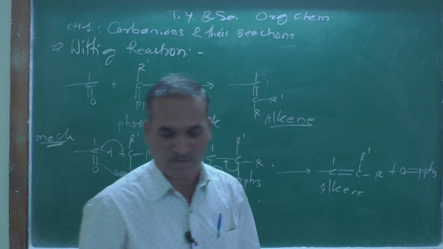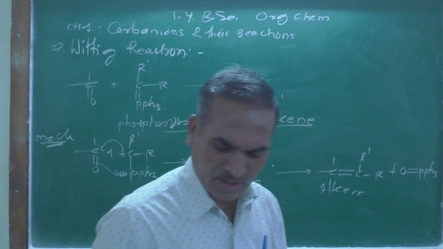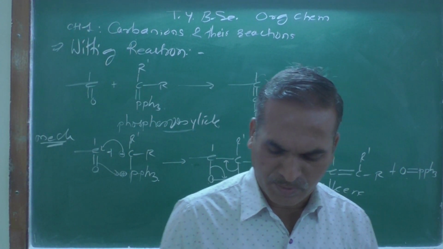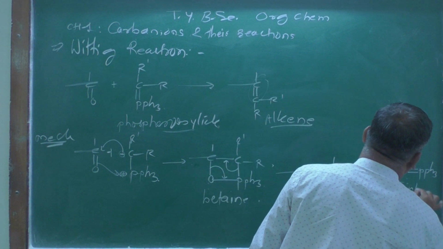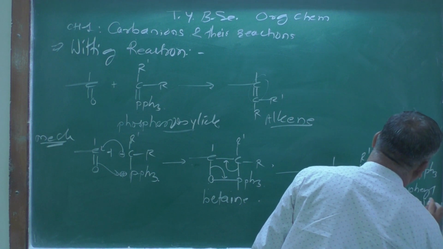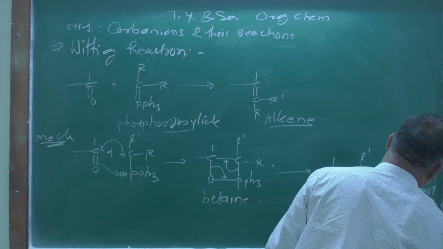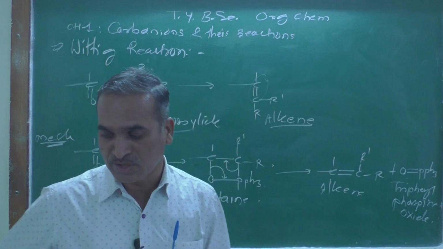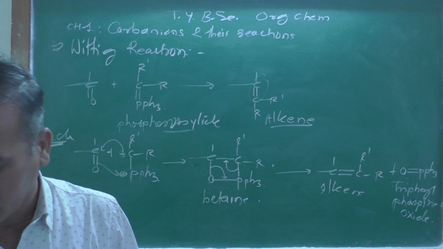This compound is known as triphenylphosphine oxide. This is the name of this compound. So this is the general structure of the alkene we are getting here.